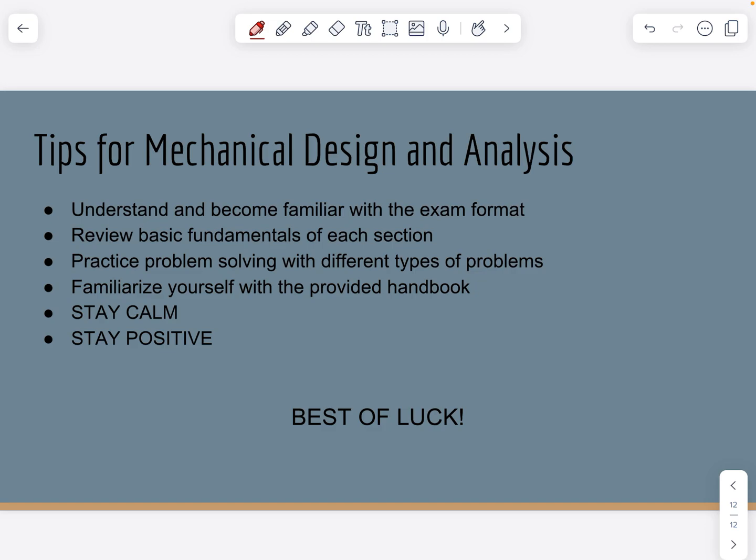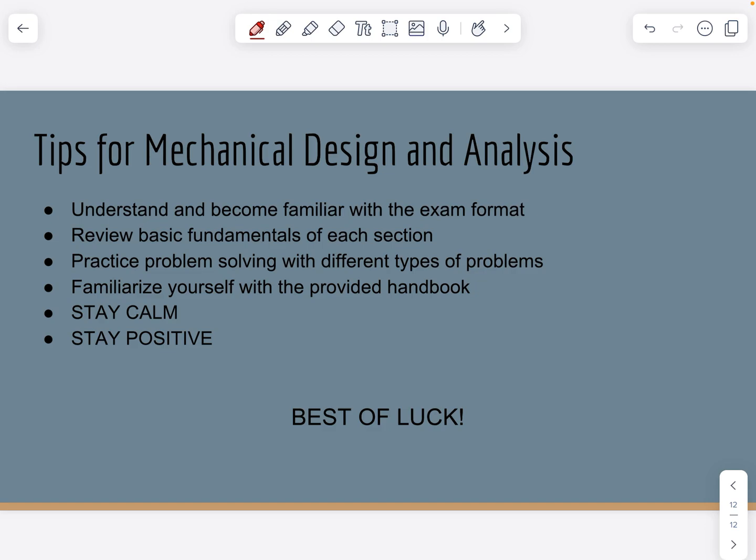But I would definitely review basic fundamentals of each section. Again, going back to having to find some of the information in some of the other sections. Sometimes you're going to have to know, okay, I'm going to have to use a statics equation, so let me get to the statics section of the handbook. And then another tip I have is to practice problem solving with different types of problems. Even that last problem, that's not on any of the practice exams, but it's nice to be able to review that and know that you can use some of those equations in the handbook for questions that you might have never seen before or might not know what to do with. It's just super important in practice.